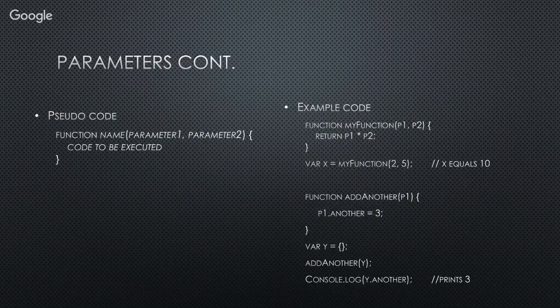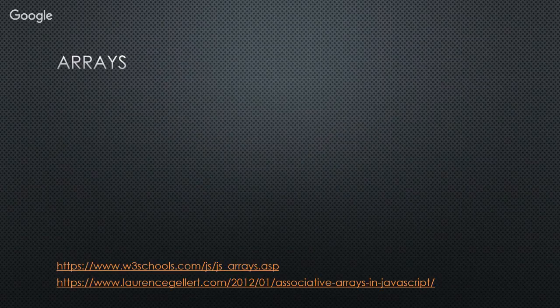So on down there on var y, I have an empty object. I pass y into add another, and then I console log y dot another, and it'll print 3. That's just showing that if I pass in an object, it's actually going to modify that object rather than just the value of the object. And then finally, arrays.